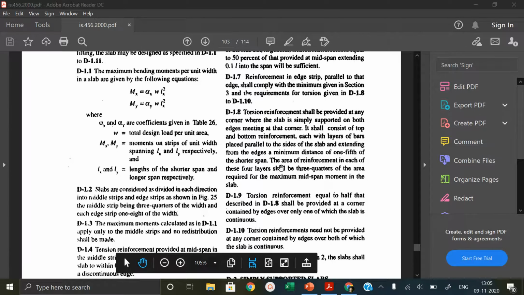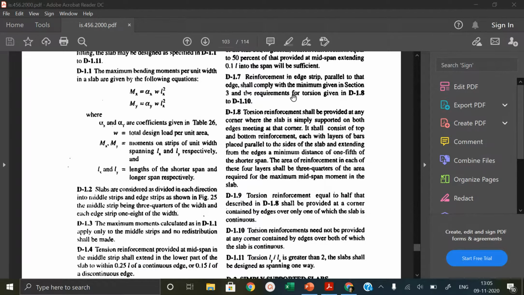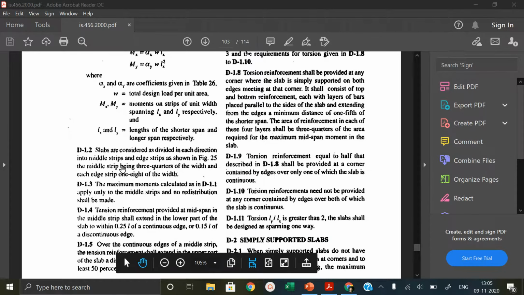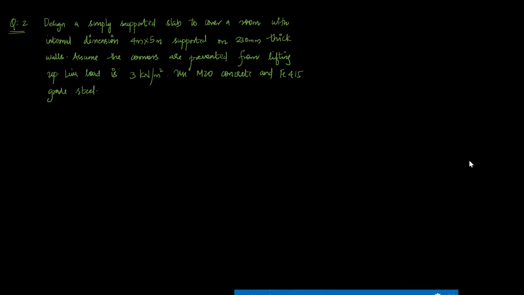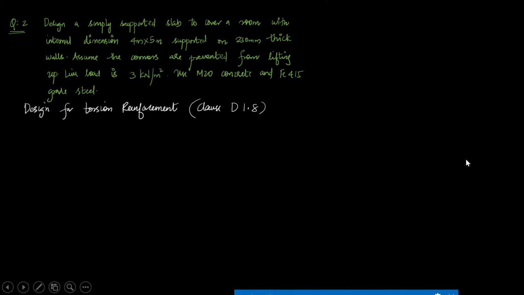So now if you read here, you can see the reinforcement in the edge strip parallel to that shall comply with the minimum given in section 3, that is your 0.12% BD, and at the middle strip you need to provide the design reinforcement. So now we will provide the torsion reinforcement, since it is given that this is supported and the corners are prevented from lifting, we need to provide the torsion reinforcement given in clause number D 1.8.